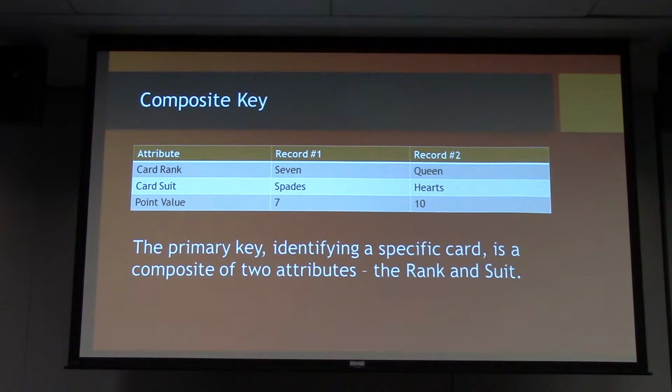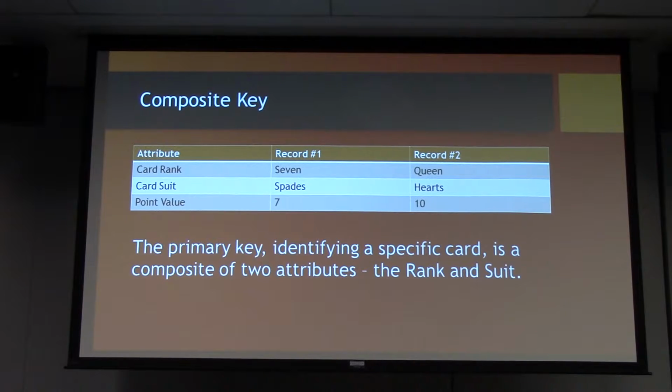Everyone with me so far? Good. Now the attribute that I put in this table is the point value. In card games, each card can get a certain number of points. So for example, the 7 would get 7 points. And the face cards like Jack, Queen, and King would get 10 points. So now, is point value functionally dependent on my primary key, card rank and card suit?